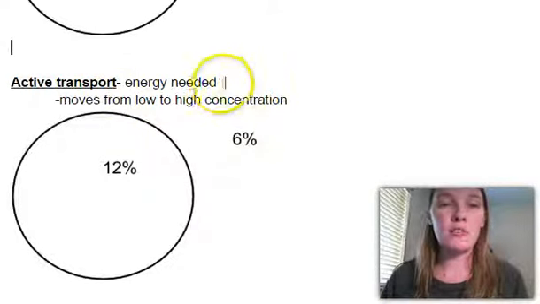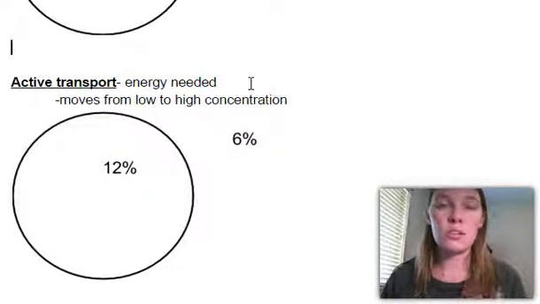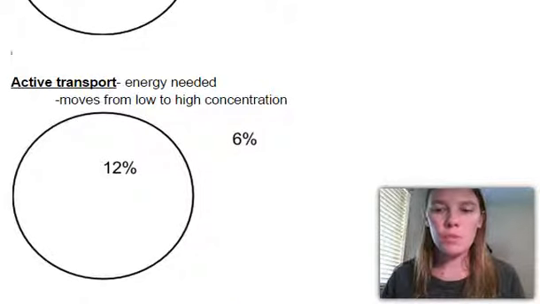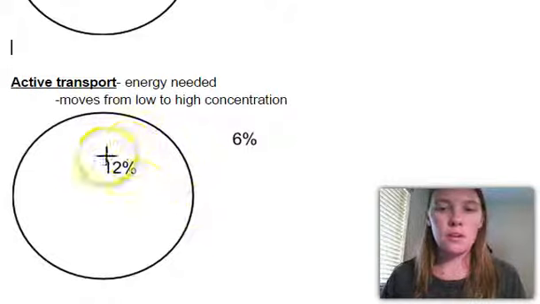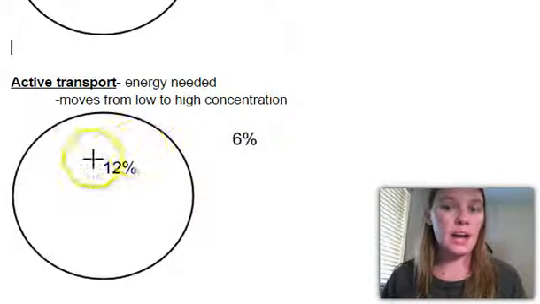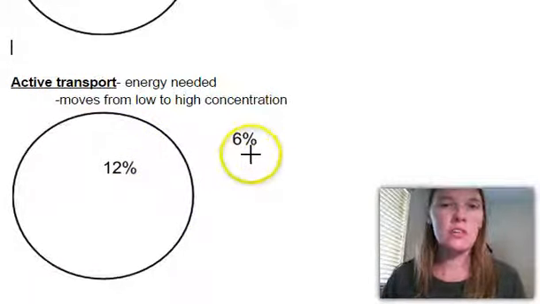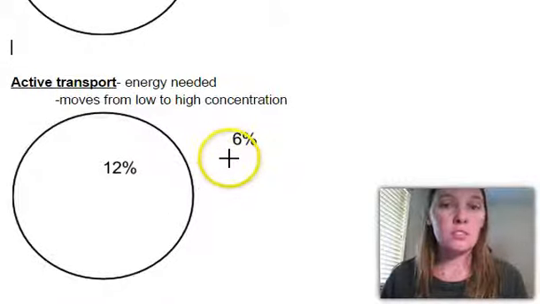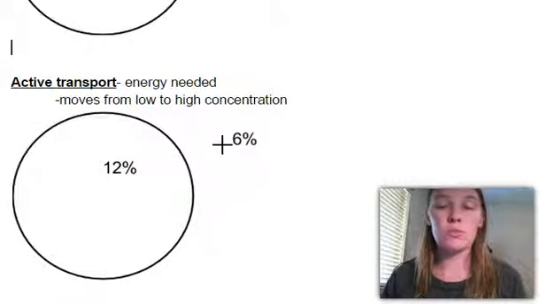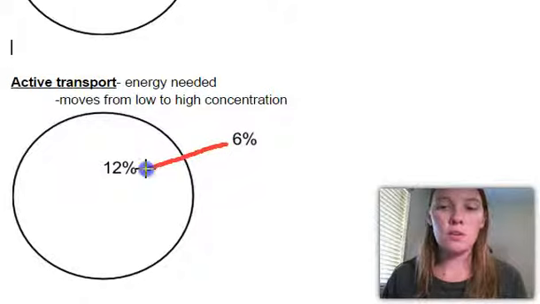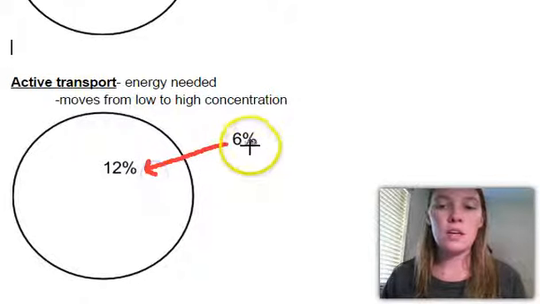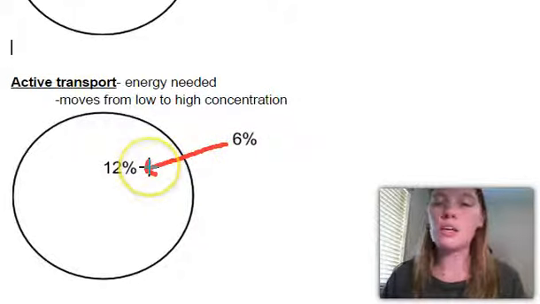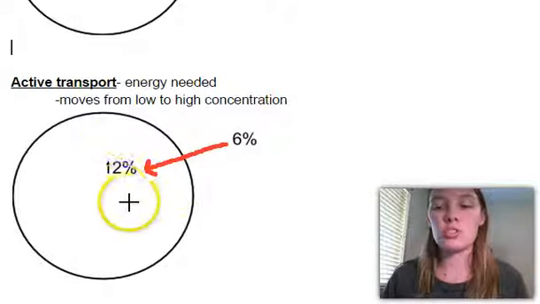You need energy, or you're going to use energy in order to get that bigger number even bigger and the lower number smaller. So here we have, again, the big number and the little number. It's like I have 12 pieces of candy and my sibling has 6. And I'm going to steal some of their candy. It's going to take some energy to do that. So I'm going from the little number to the big number. So in this case, the materials are going to move into the cell even though there's a higher concentration inside the cell.